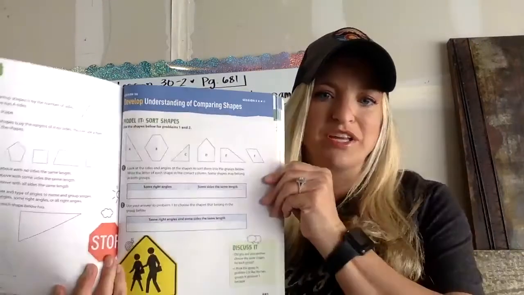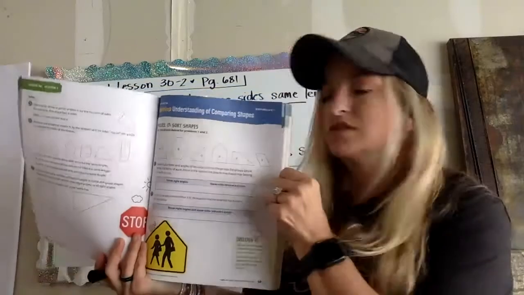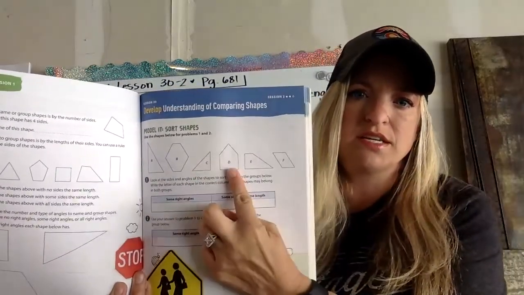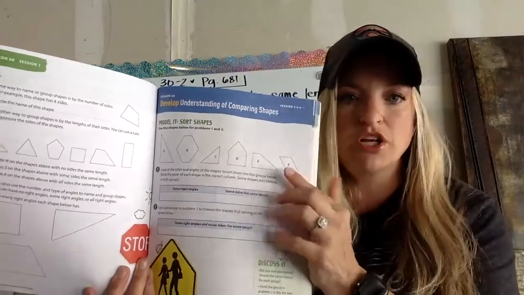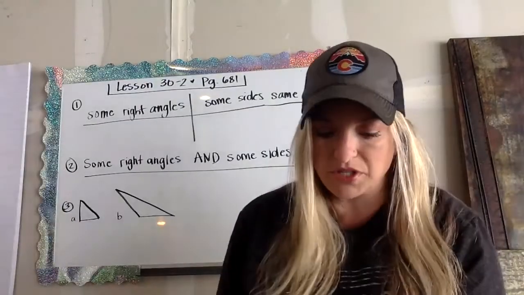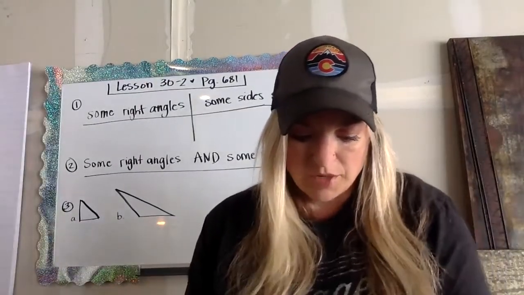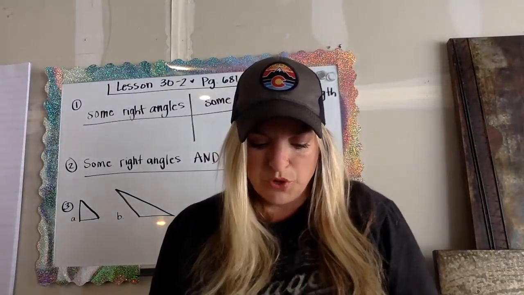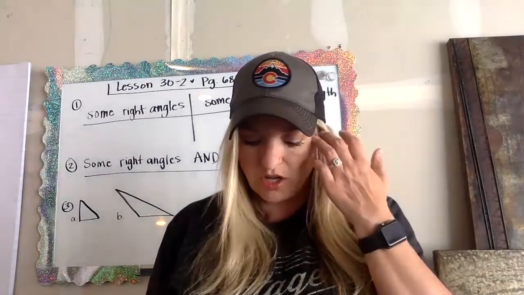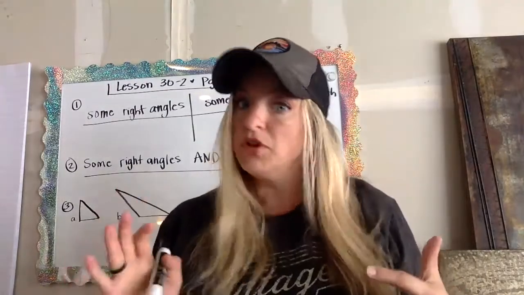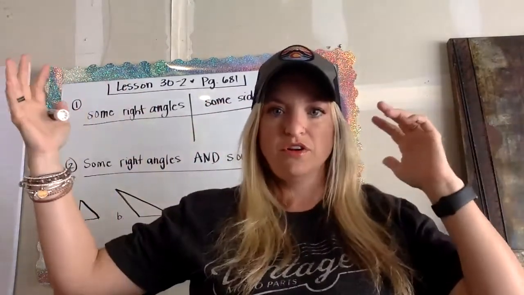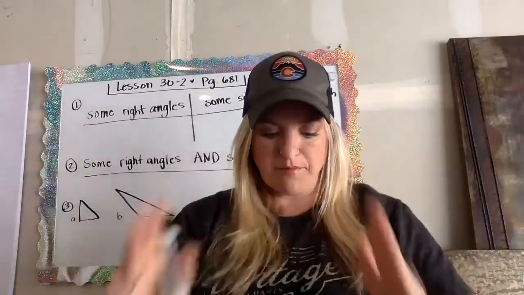I'm not going to draw these out just to save room on my page, but you can see it says A, B, C, D, E, and F. So try to use that when you follow along for where I put these shapes. Number 1, look at the sides and angles of the shapes to sort them into the groups below. Write the letter of each shape in the correct column. Some shapes may belong in both. So that reminds me of a Venn diagram where they're either different or they're the same.